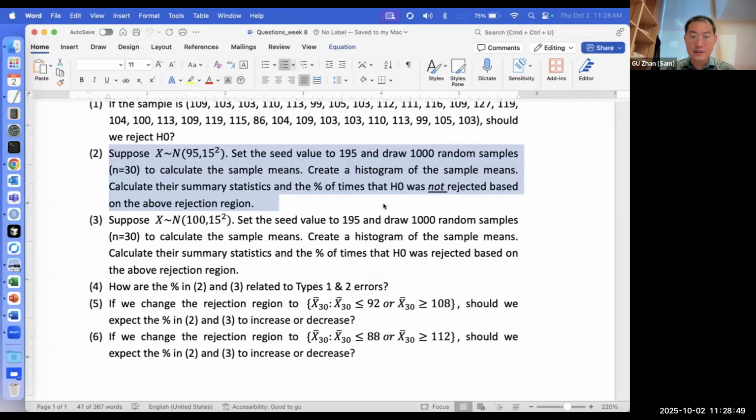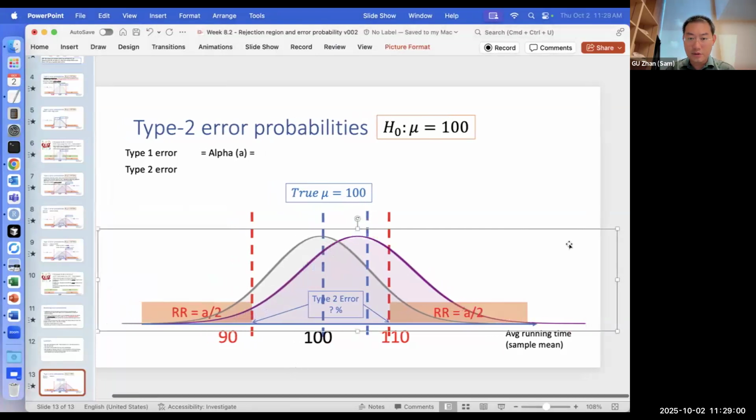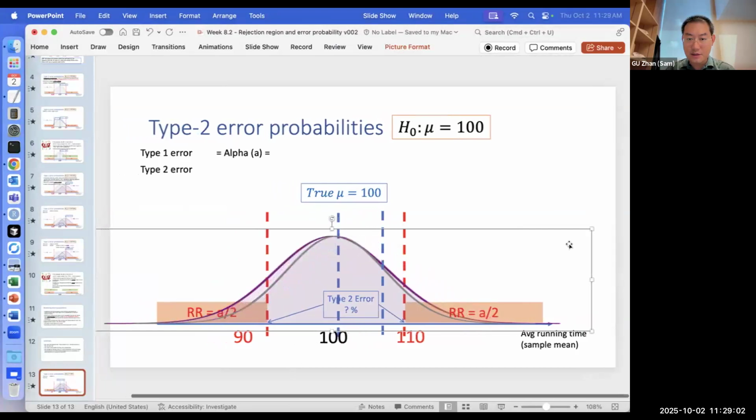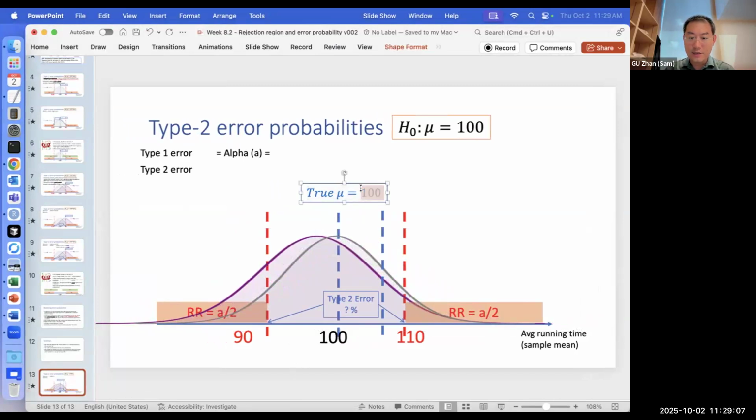Okay, now let's look at this theory first. We have a population whose mean is here. Your true mean is now 95. It's no longer here. The true mean is 95. Your null hypothesis is still mu equal to 100. It is here, right? But your true mean now is 95.